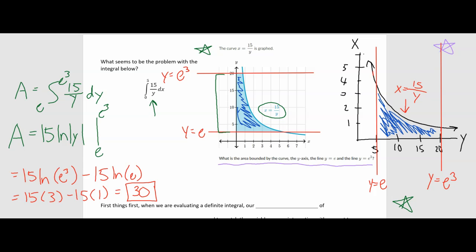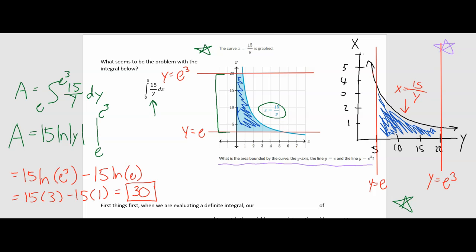So hopefully you can see the similarities between our process here and what we did yesterday, right? When our functions were in terms of x, we were finding the area between a curve and the x-axis rather than a curve and the y-axis. So you hopefully see the similarities, but hopefully you see the differences that occur here, namely that the limits of integration are in terms of y values rather than x values, and we're going to be integrating with respect to y.